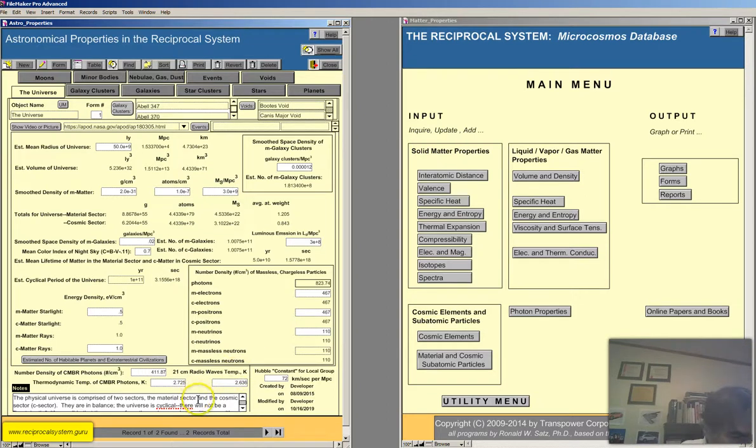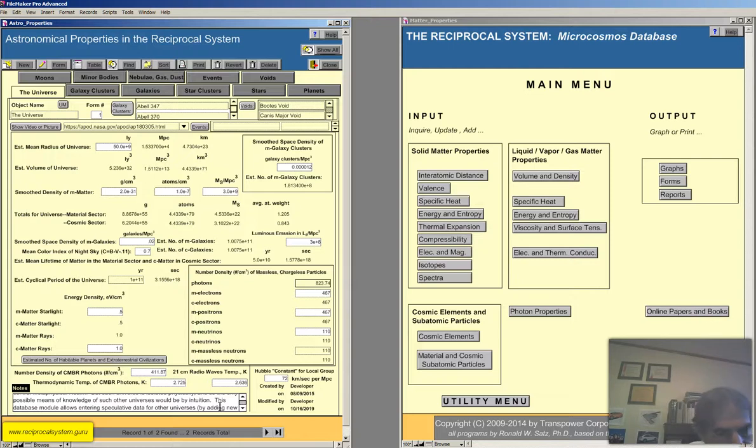Now, let me just read the note here. I think it's important. The physical universe is comprised of two sectors, the material sector and the cosmic sector, C sector. They are imbalanced. The universe is cyclical. There will not be a heat death. It's possible that there are a few other universes in the multiverse with the central metaphysical realm, the non-physical realm. But each universe is isolated physically, and so the only possible means of knowledge of such other universes would be by intuition, which would come from the non-physical realm.